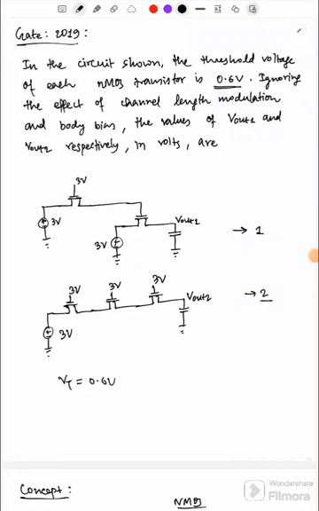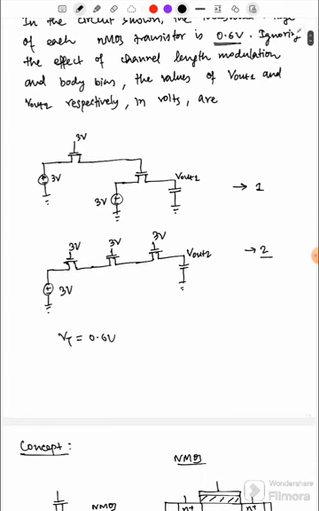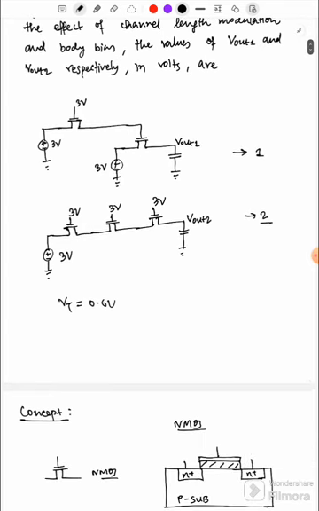So hello, welcome guys. Today we'll be discussing a very important topic from digital electronics. This question came in GATE 2019, a very recent paper by IIT Madras, and this is a very common question. This is a question based on pass transistor logic.